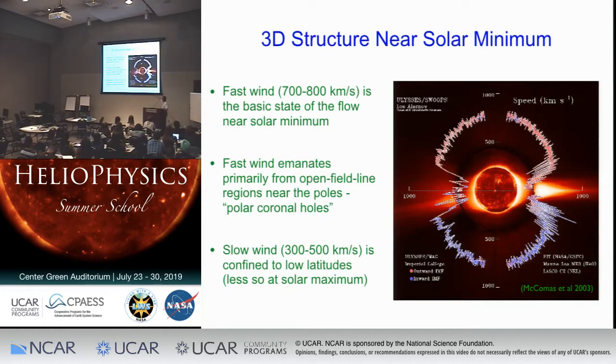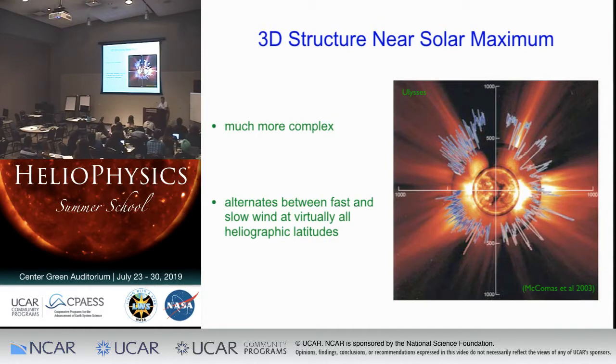At lower heliographic latitudes, including the ecliptic plane, at solar minimum, the wind is slower. The typical speed, 300 to 500 kilometers a second, that's the slow solar wind. The fast solar wind emanates from these big polar coronal holes. The slow solar wind may be from the boundaries of those coronal holes or low latitude coronal holes or possibly other sources, the tops of closed magnetic structures as well. The slow solar wind is in general less well understood than the fast solar wind, something that's a very active subject of research. Now here's the corresponding plot near solar maximum. So this was a subsequent orbit of the Ulysses spacecraft around the sun. And now you can see fast wind and slow wind alternating at all latitudes. So basically the lesson is the 3D structure of the solar wind is much more complex near solar maximum, which is not entirely surprising. Yes, question?